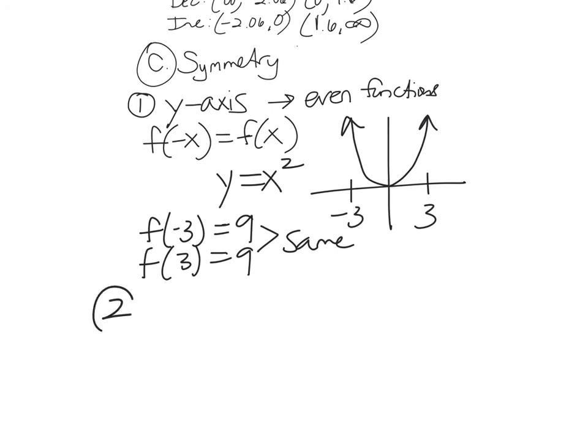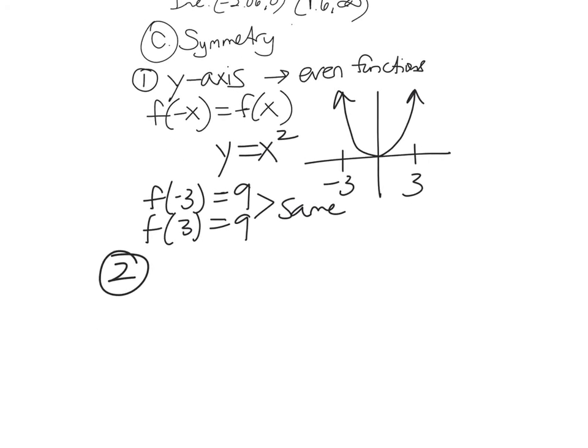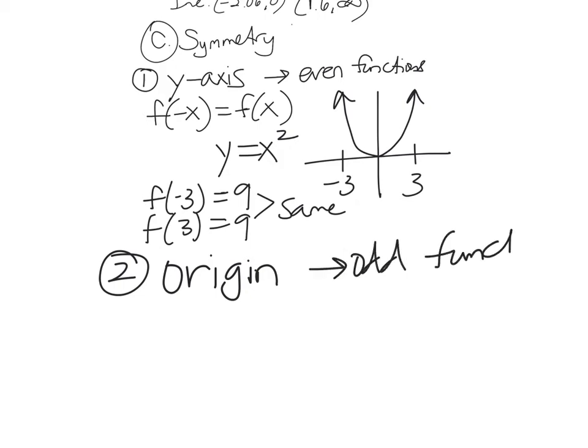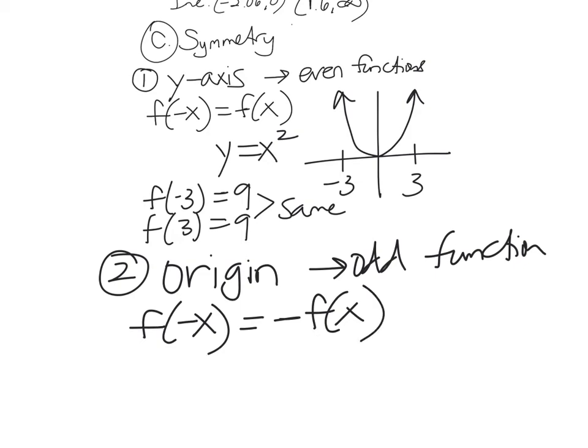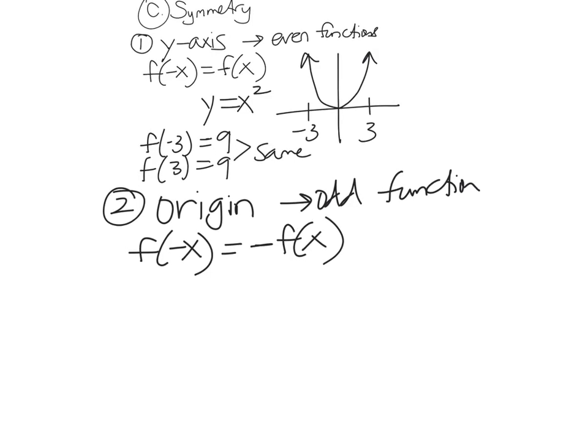All right, number two. The second type of symmetry is symmetric over the origin. The origin is the point 0, 0. If it's symmetric over the origin, then what you have is an odd function. Okay? Odd function. Now, for odd functions, if you plug in f of negative x, you will get the opposite as your return answer for f of x. Okay? Let me show you the most basic odd function there is. It's the graph y equals x cubed.